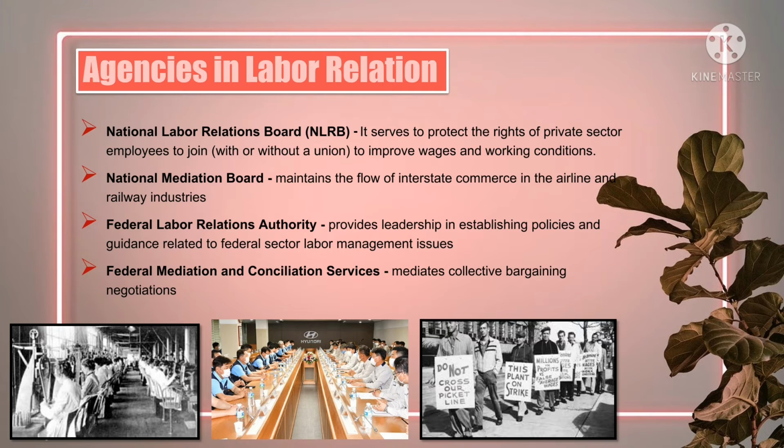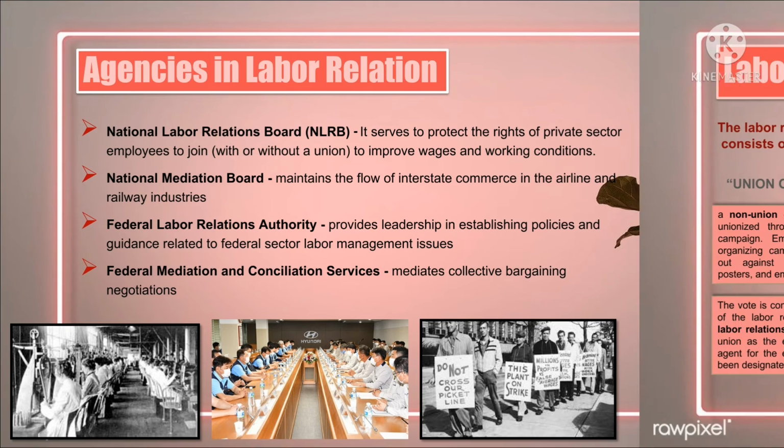Aside from the NLRB, three other major federal agencies assist in labor relations. The National Mediation Board maintains the flow of interstate commerce in the airline and railway industries. The Federal Labor Relations Authority provides leadership in establishing policies and guidance related to federal sector labor management issues. And lastly, the Federal Mediation and Conciliation Service mediates collective bargaining negotiations.